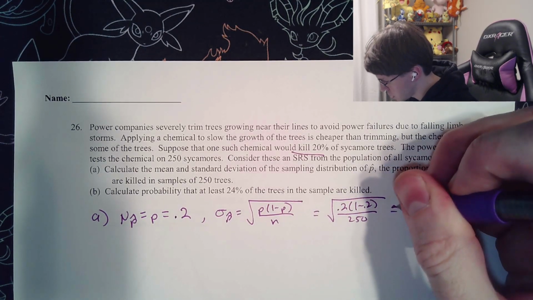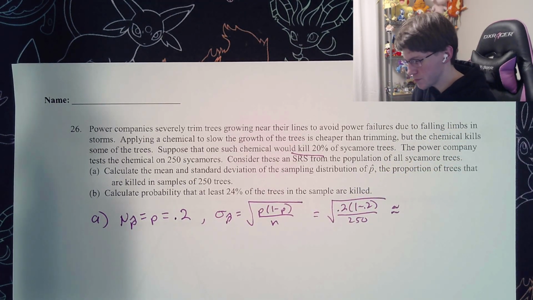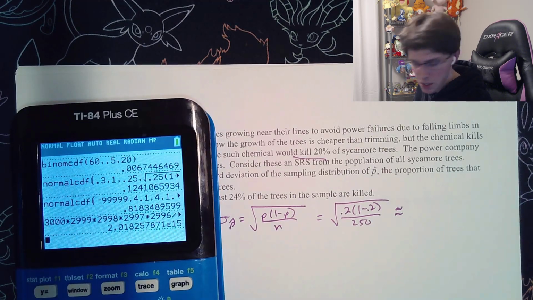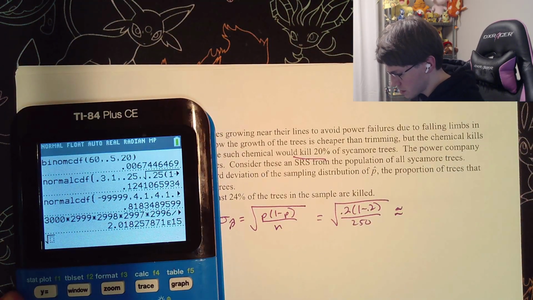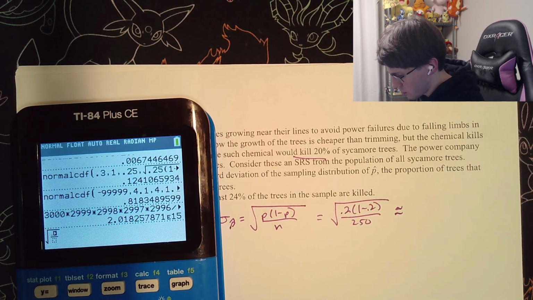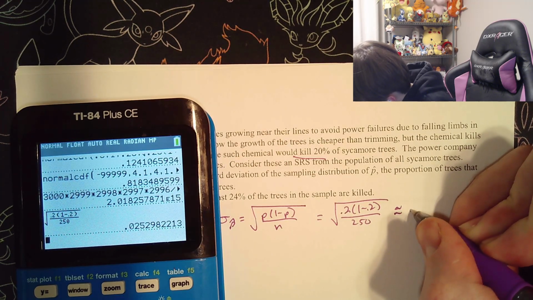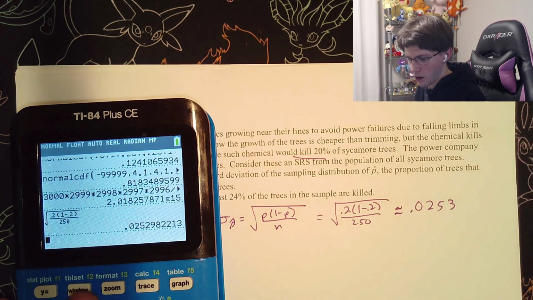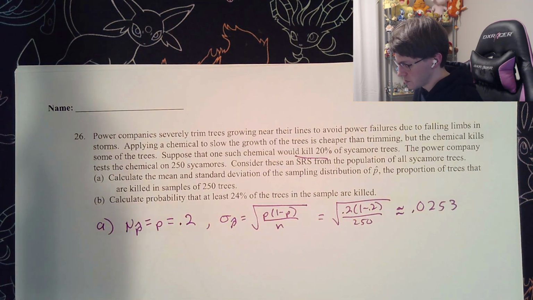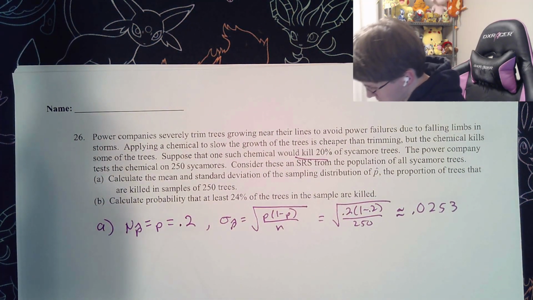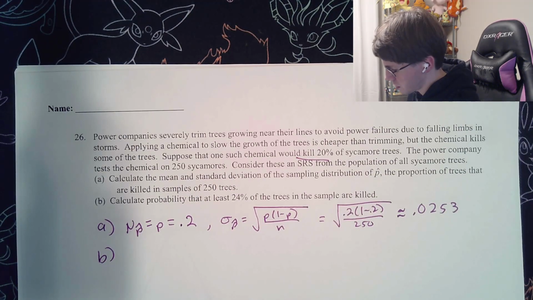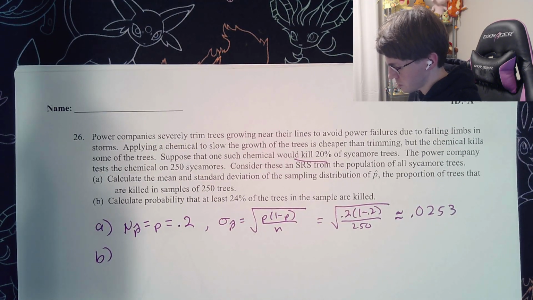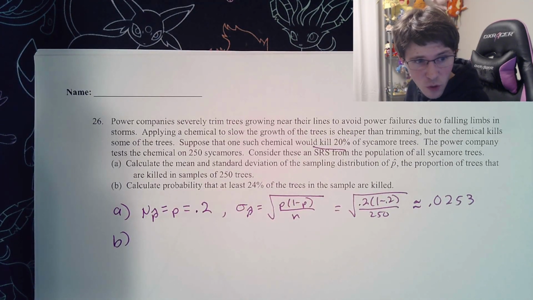And I guess I should change that to an approximate value. To get this number, we use second, square root, then enter 0.2 multiplied by 1 minus 0.2, divided by 250. And we're going to have 0.0253 as our approximate answer there. Beautiful. And that's it. In letter B, calculate the probability at least 20% of the trees in the sample are killed. So at least 24, bigger than 24.